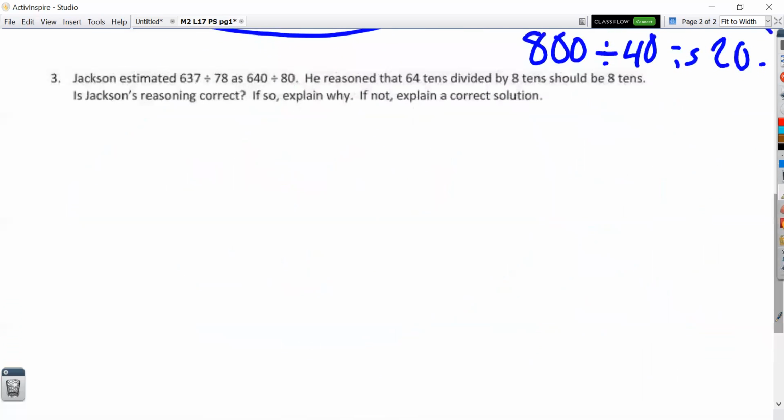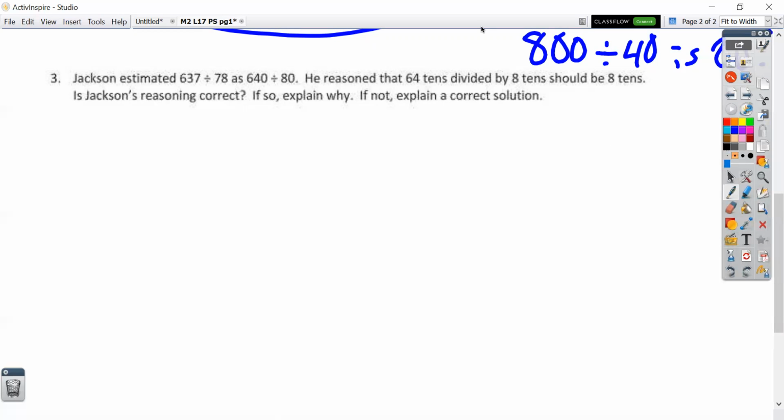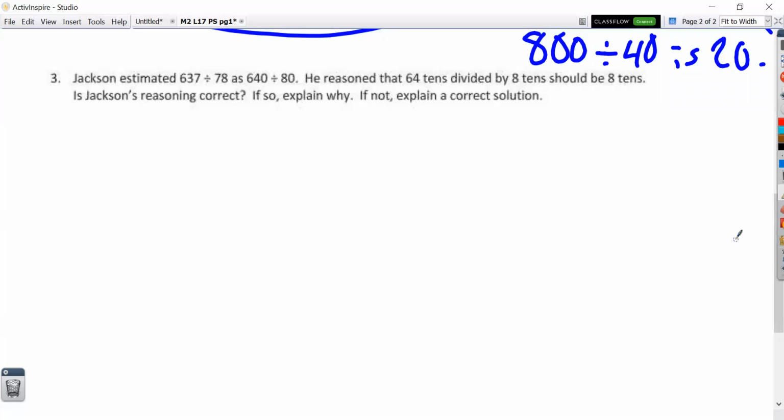All right, next question. Jackson estimated 637 divided by 78 should be estimated as 640 divided by 80. He reasoned that 64 tens divided by 8 tens should be 8 tens. Is Jackson's reasoning correct? If so, explain why. If not, explain a correct solution. I would like you to pause and see what you think and then come back and we'll compare our thoughts. Go ahead and pause right now. All right, welcome back. So what'd you think?